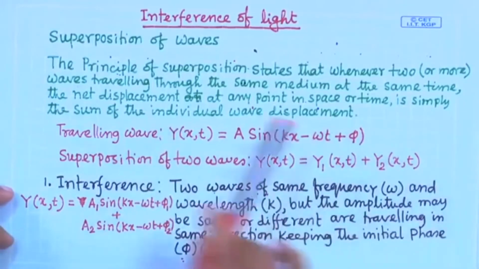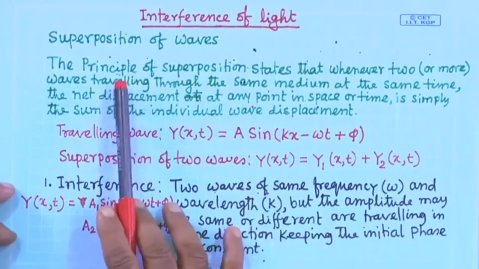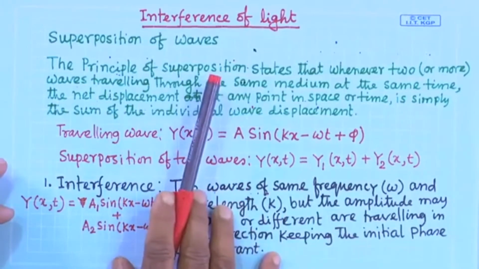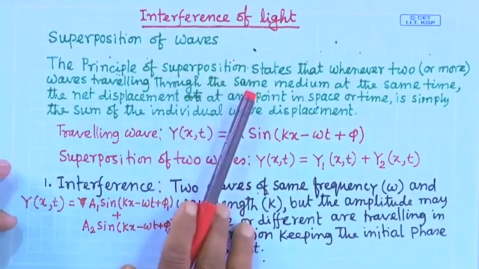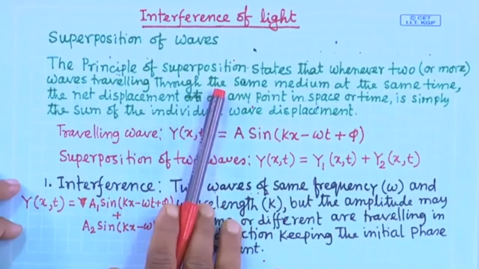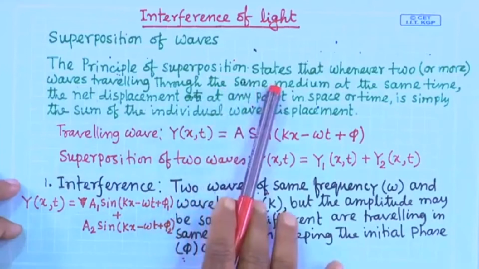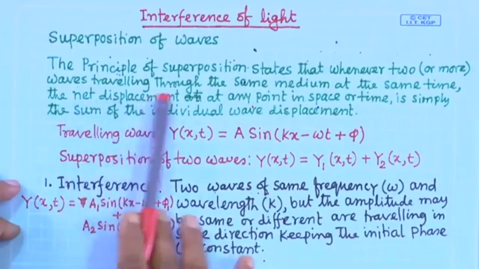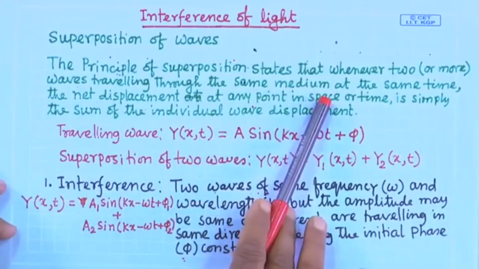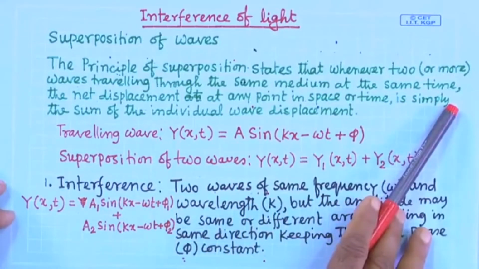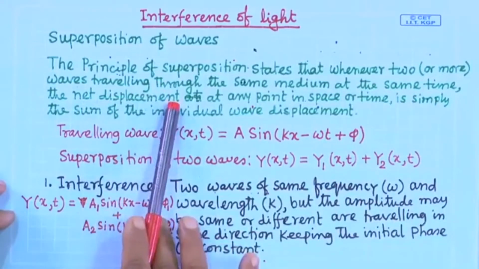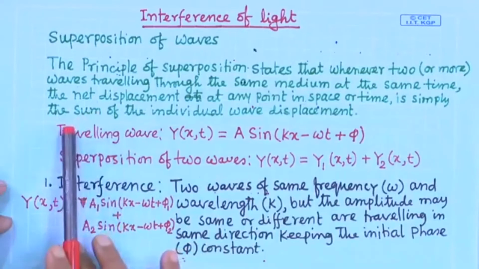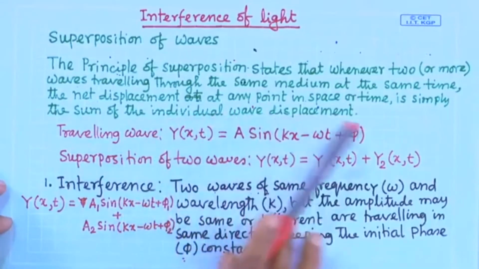Basically, we know about the superposition of waves. What is the principle of superposition of waves? That is very important to see some phenomena. The principle of superposition states that whenever two or more waves travel through the same medium at the same time, the net displacement at any point in space or time is simply the sum of the individual wave displacements.